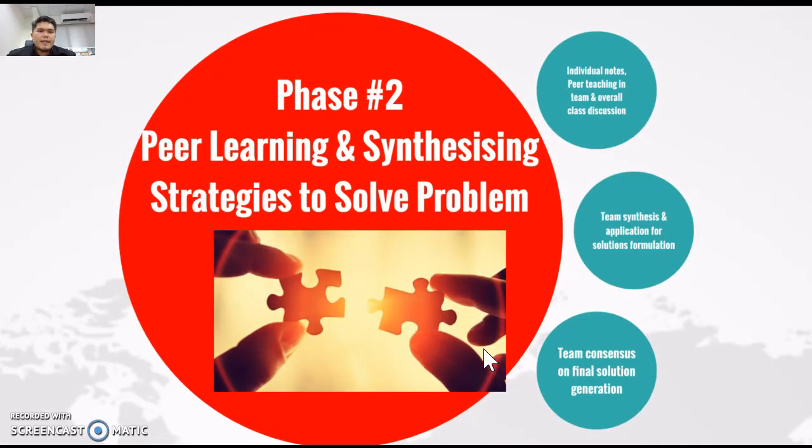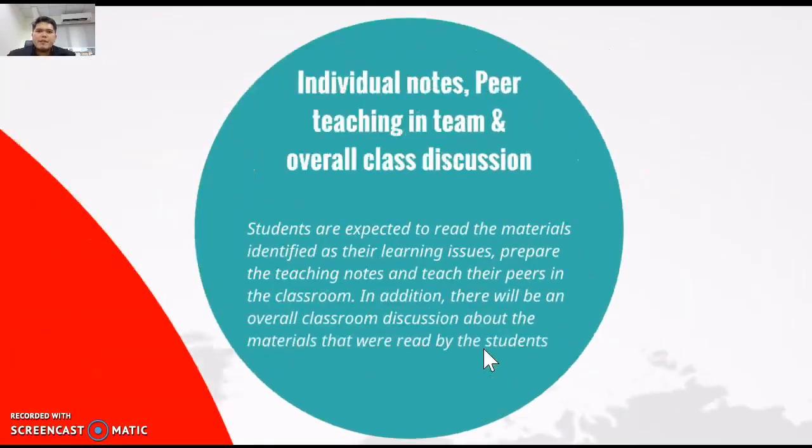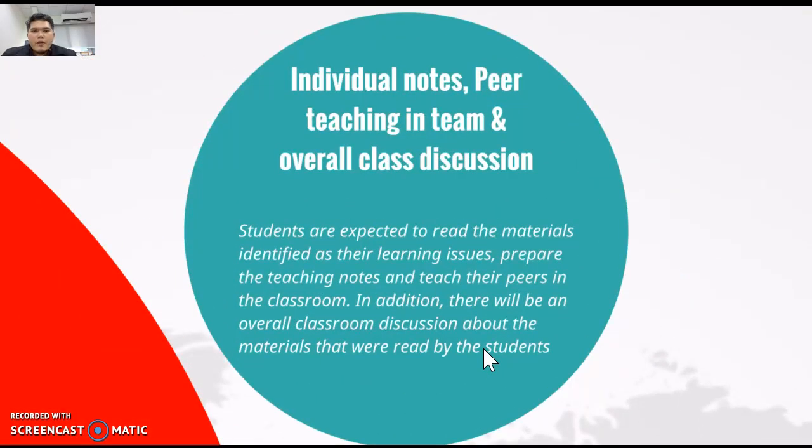This is what we call peer learning and synthesizing strategies to solve the problem. In the second phase, there are a few steps in order for you to achieve this particular phase. The first one is, when you have your learning issues, you need to identify what are the important things that you need to learn by yourself.